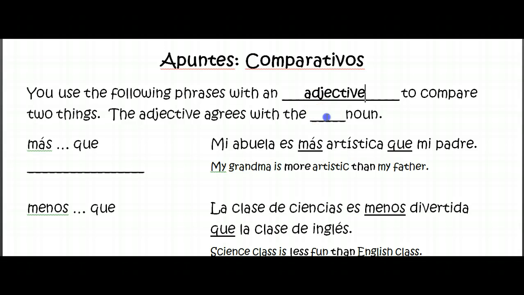Now the adjective, since you're going to be comparing two things, adjectives always have to agree with nouns in gender and in number. With comparisons, it should agree with the first noun. Okay, so we have a couple of phrases.